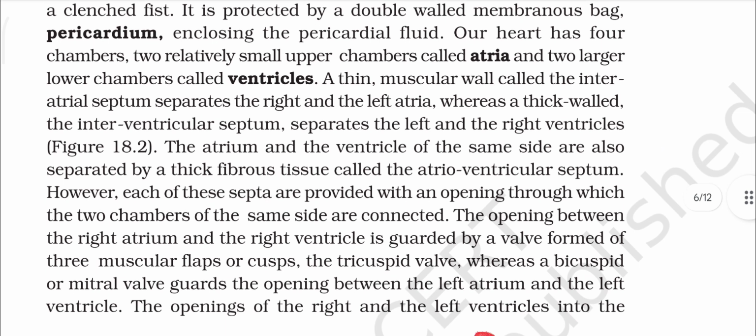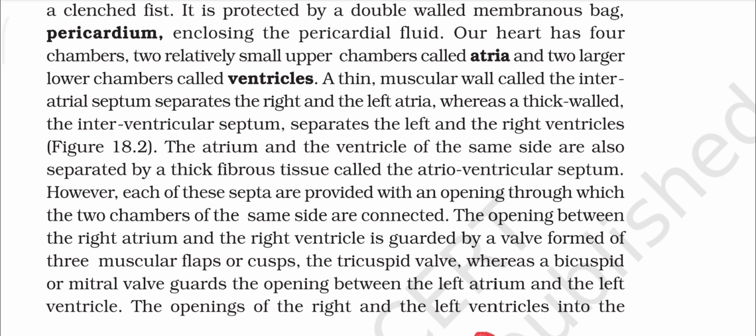A thin muscular wall called the interatrial septum separates the right and left atria, whereas a thick wall, the interventricular septum, separates the left and right ventricles. The atrium and the ventricle of the same side are also separated by a thick fibrous tissue called the atrioventricular septum.